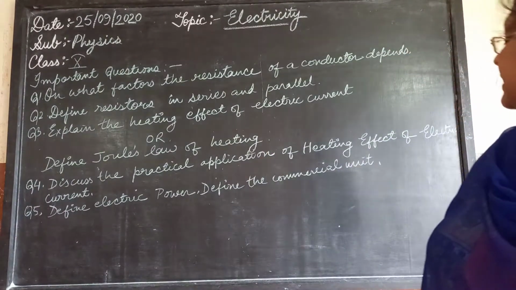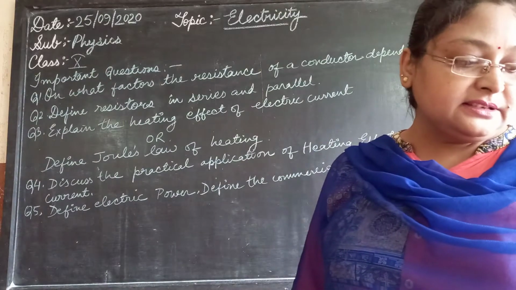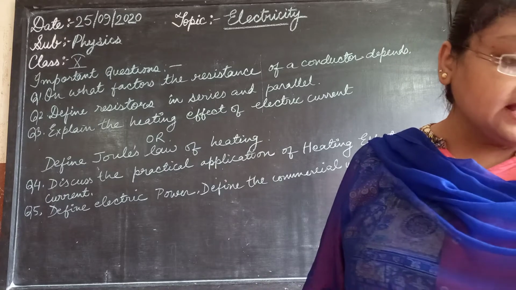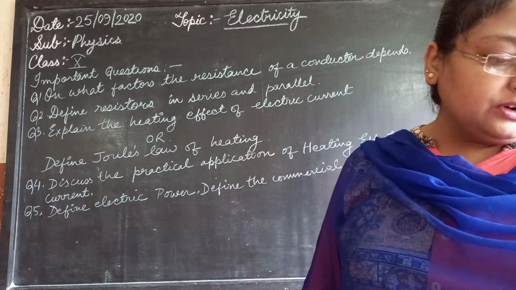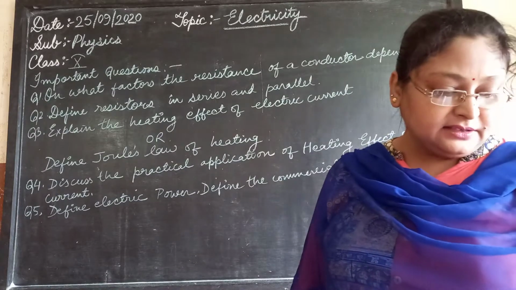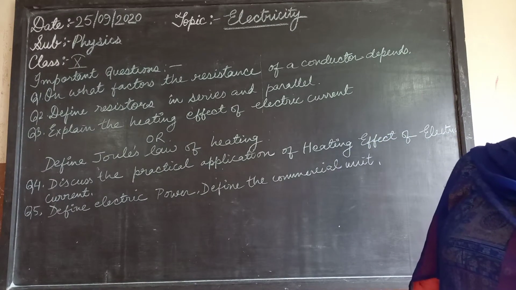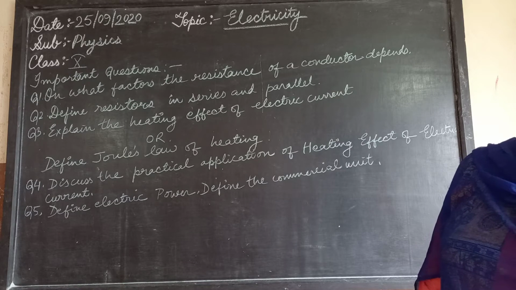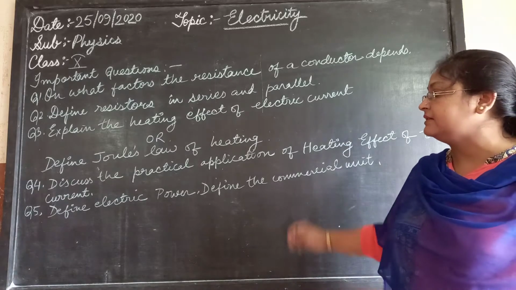Discuss the practical application of heating effect of the electric current. We have a practical application, that is fuse. We have to explain about the fuse and what happens when the particular appliances get heated, and what kind of commercial devices we are using, how much ampere we are using, how much volt is there in the circuit itself, that is 220 volts in the circuit itself.